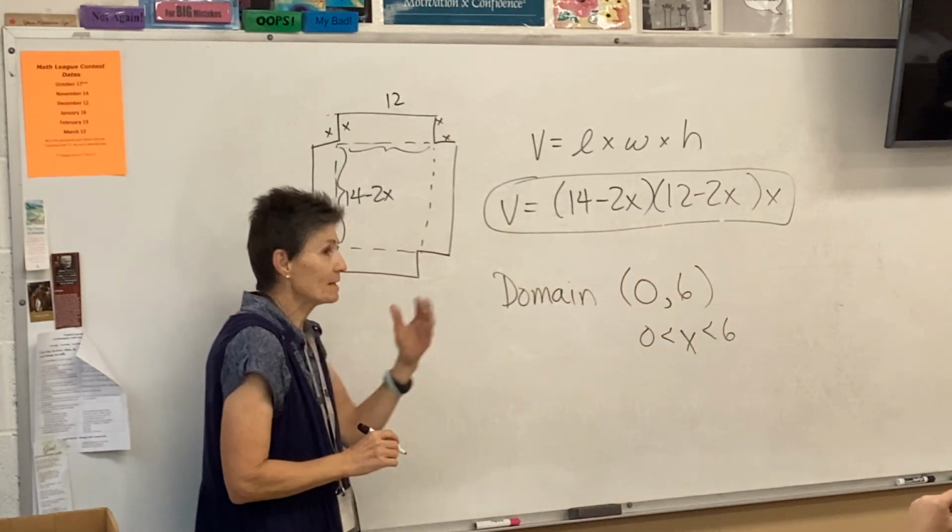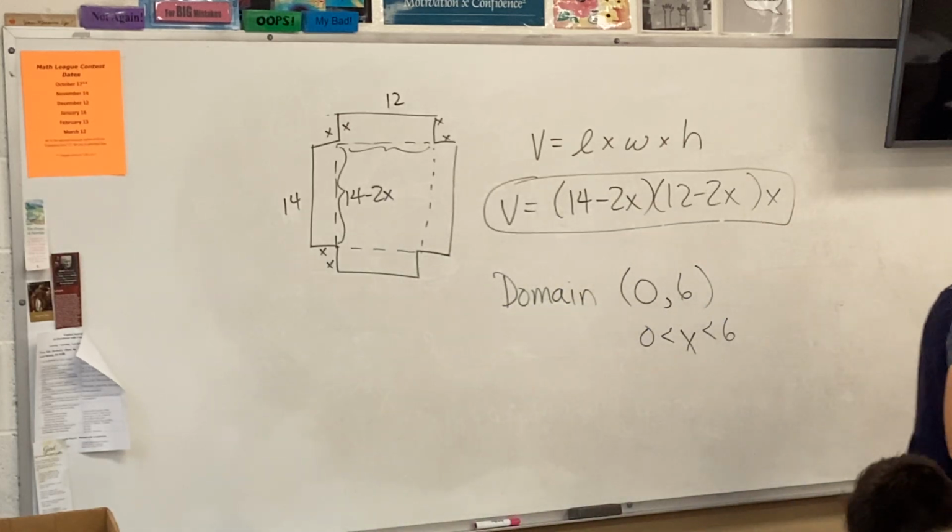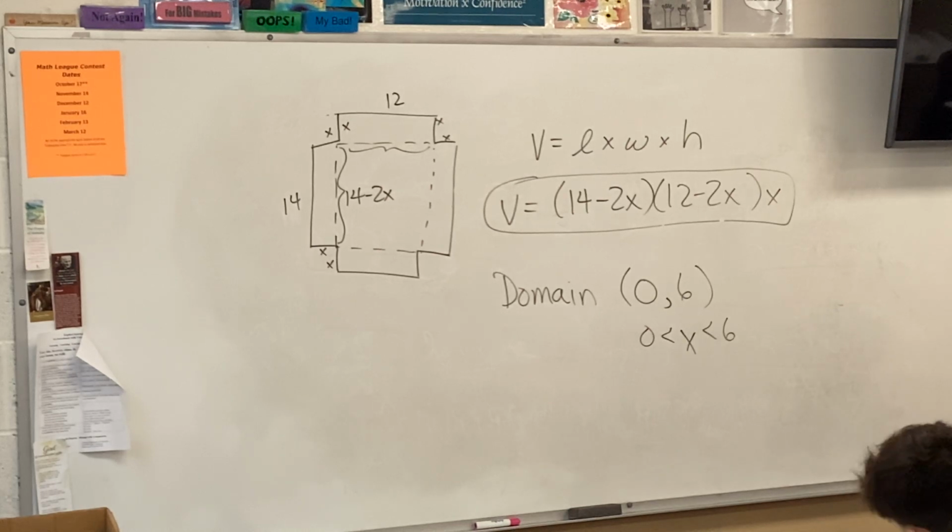Because it's half a 12. Kids, your smallest dimension is 12. If you have to rip off a piece on each side, could you take 7 off each side? No, you only have 12, right? So could you take 5 off each side? Yeah. Sure. But you can't take more than 6 because you only have 12 and you're taking it off both sides.